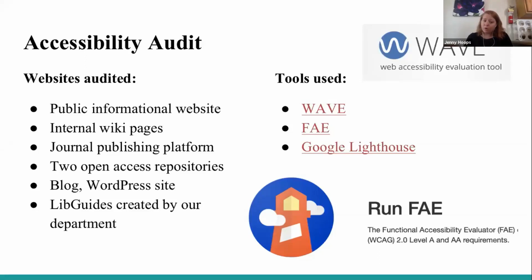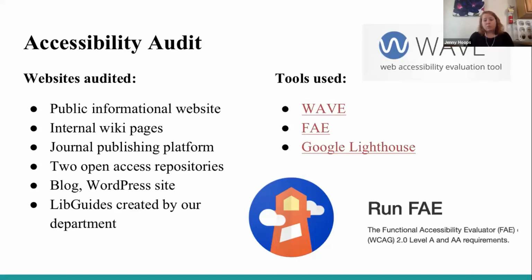Our journal publishing platform, which uses Open Journal Systems. We have over 60 journals that we're currently publishing. Our 2 open access repositories, one of which will be the primary focus of today, the other we will bring up later in the presentation. Our blog, which is a WordPress site, and any and all LibGuides created by our department.